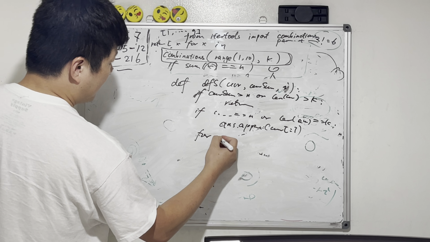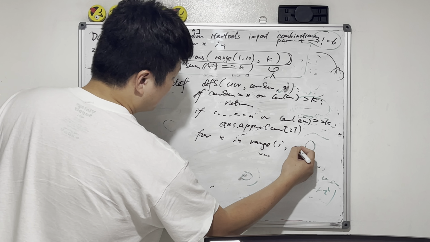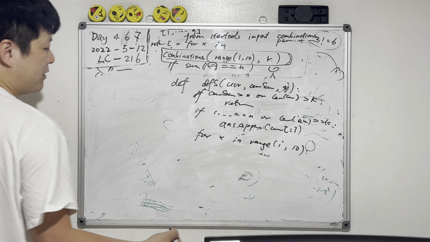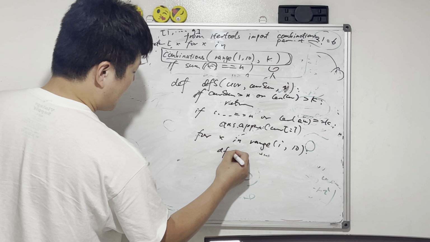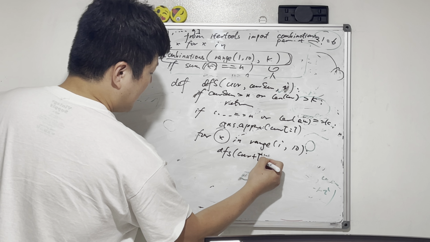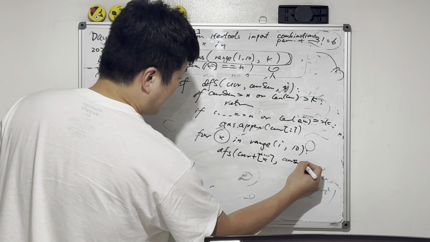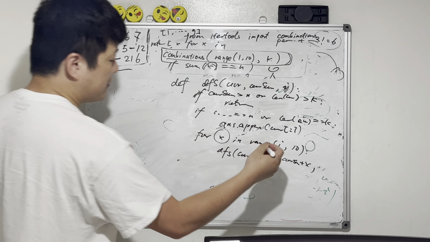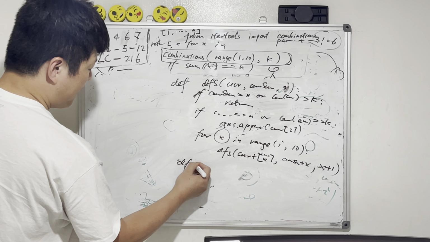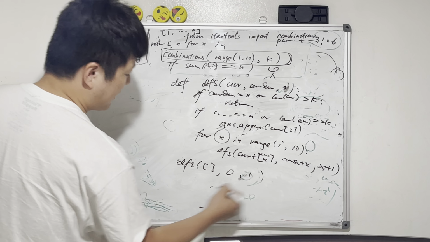Otherwise, we just check the next numbers, for x in range from i to 10, not including 10, up to 9. Then we do this depth search. If we use the current number x, then the current list plus x, the sum will be updated to current sum plus x, and the next number we can use is x plus 1. At the beginning we try with the empty list, the current sum is 0, and we start with the first number. That's the depth search, backtracking.